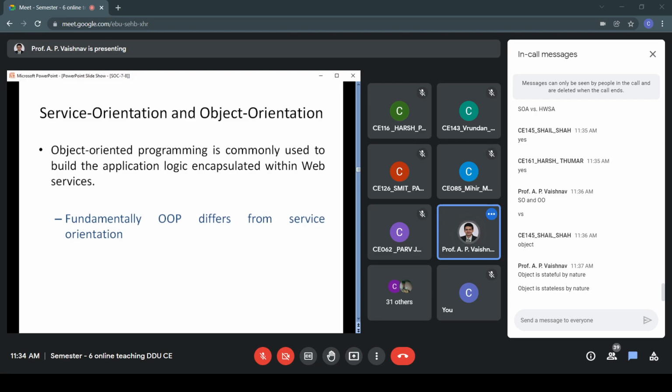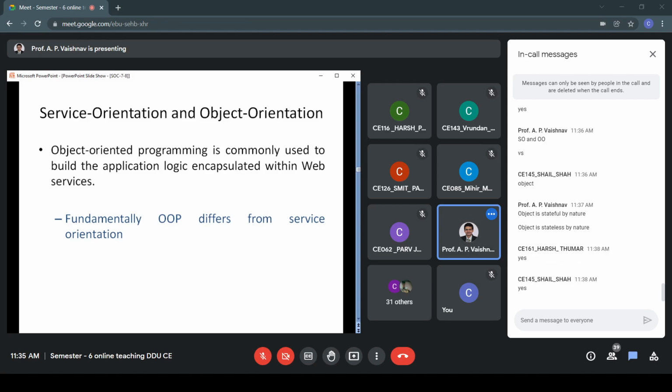Yes, any guesses? See, an object encapsulates your data and behavior, right? So it is binding it together. And when you are binding something, you are remaining stateful, or trying to be stateful. Do you agree? Yes or no? So the first statement is correct.